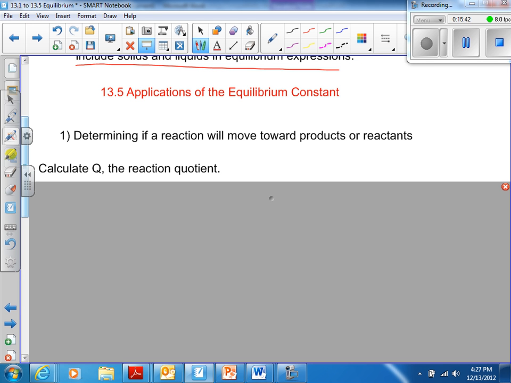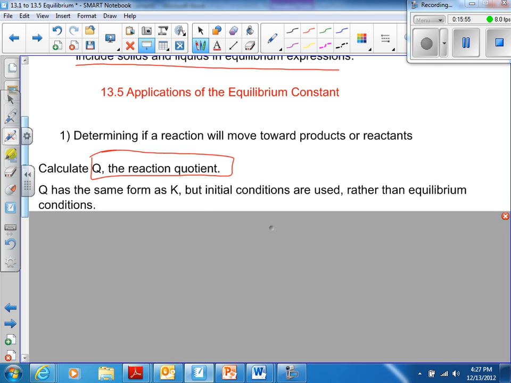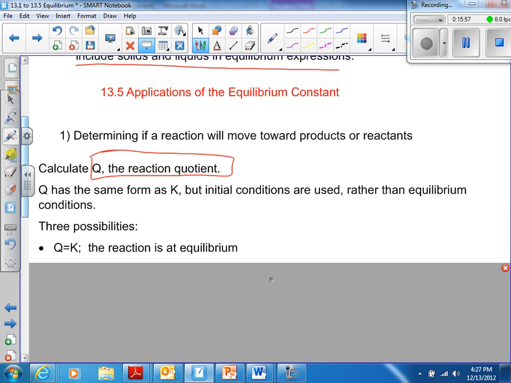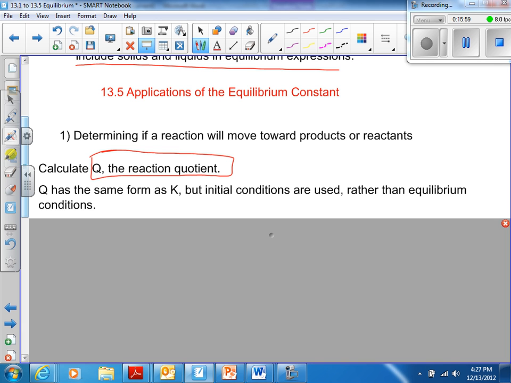You have to do something, it's called calculating Q. Q is the reaction quotient, and this is very important. You have to know what it is. It is defined for you in that terminology sheet that you should have. And the reaction quotient looks just like K, except instead of putting in equilibrium conditions, K is equilibrium conditions, we use initial conditions for Q. Really important. So initial conditions Q, equilibrium K.